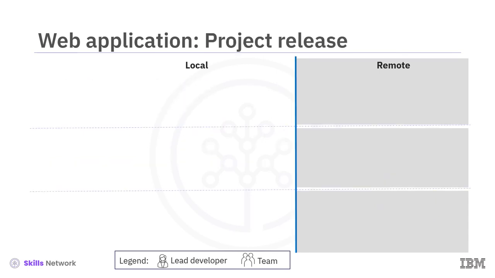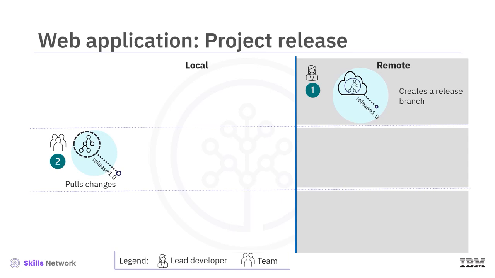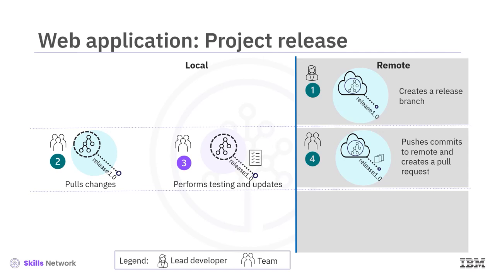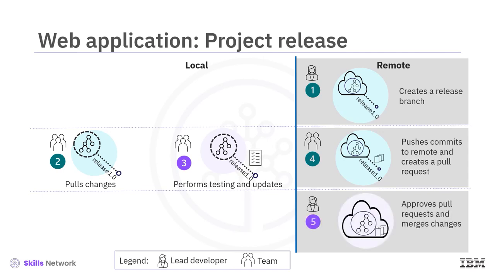At this stage, feature development is complete and the project is ready to be released. Anne creates a release branch named Release 1.0 from the main branch in the remote repository. The team pulls the changes from the remote repository so that their local repository is up to date. They perform final testing, bug fixes, and documentation updates in the Release 1.0 branch. After testing, they commit the changes, push the commits to the remote repository, and create a pull request. Anne reviews and merges the changes into the main branch and tags the release as Release 1.0.